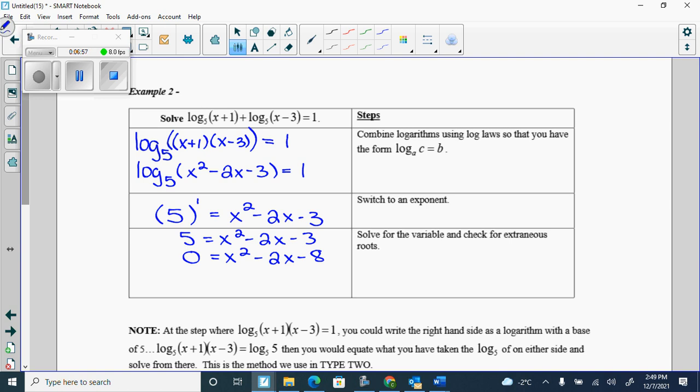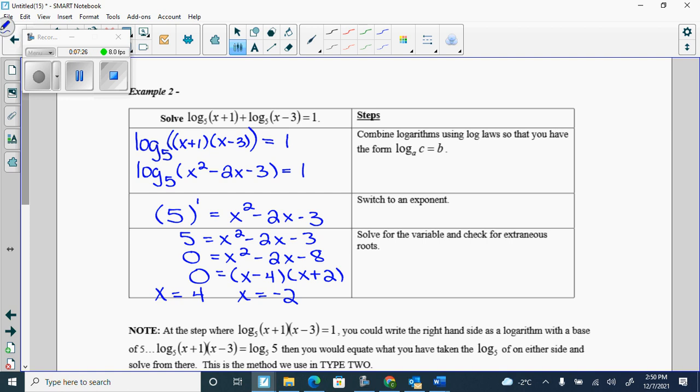Okay, what times what equals negative 8? What plus what equals negative 2? Negative 4. Yeah. x minus 4, x plus 2. And x equals 4 and x equals negative 2. Now, without restrictions, you can check these, just so you know. What did I tell you can't have beside a log or in a base? Negative, right? You can't have a negative.